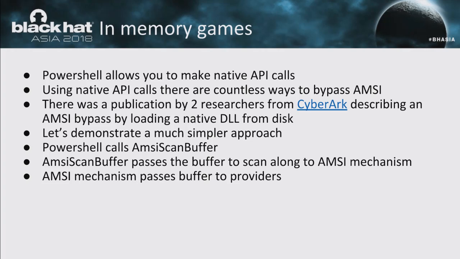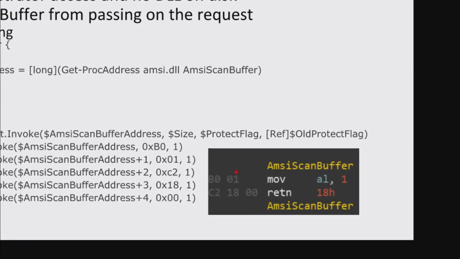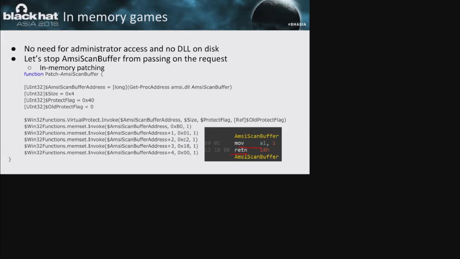We know that PowerShell eventually calls AmsiScanBuffer, and we know that AmsiScanBuffer is in charge of passing the scan requests to the providers themselves. So what we're going to try to do is, without administrator access, patch AMSI in memory, the DLL itself, and replace it with something along the lines of this right here, which is mov al, 1; ret, which means basically return 1. Since we expect a scan to return 0, which is success, this is going to be regarded as an error, and it'll allow us to bypass.